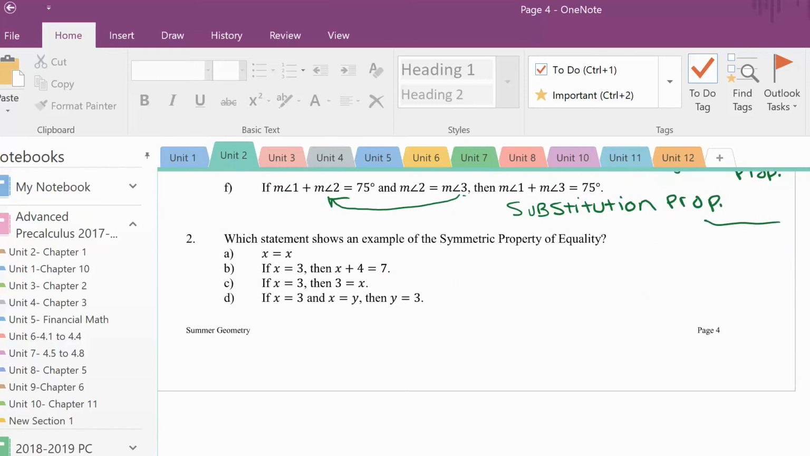All right, next it says which statement shows an example of the symmetric property. Remember, symmetric means that you can flip the sides of the equal sign. So notice this is reflexive. If x equals 3, then x plus 4 equals 7. That's addition. They added 4 to both sides. If x equals 3, then 3 equals x. That is symmetric. Because notice in D, x equals 3, x equals y, then y equals 3. That could be either transitive or substitution.